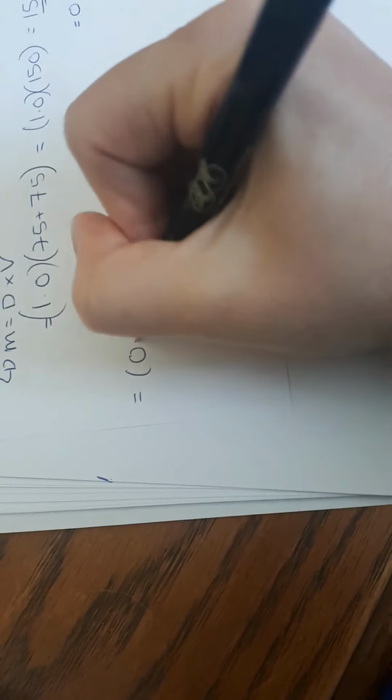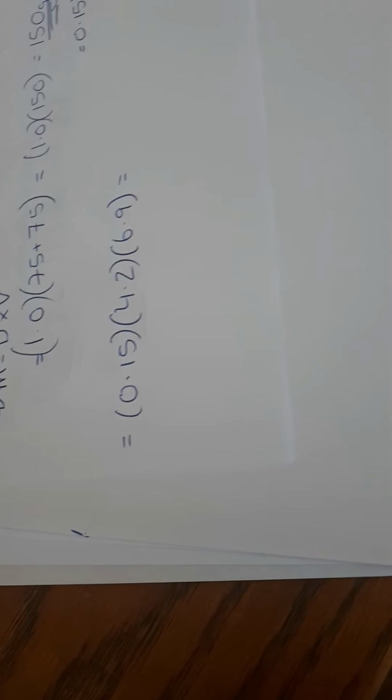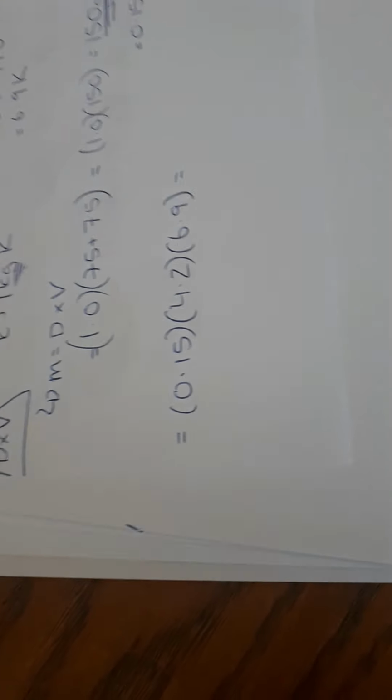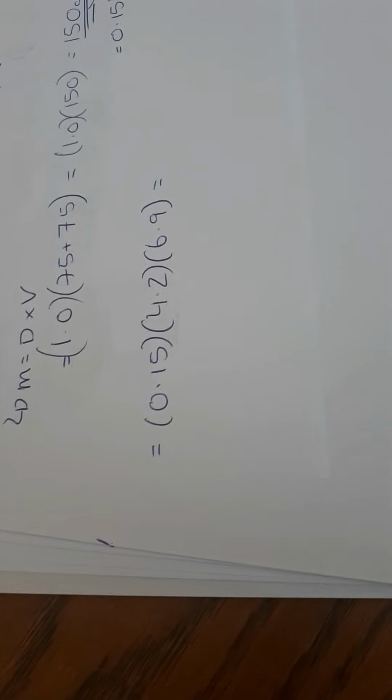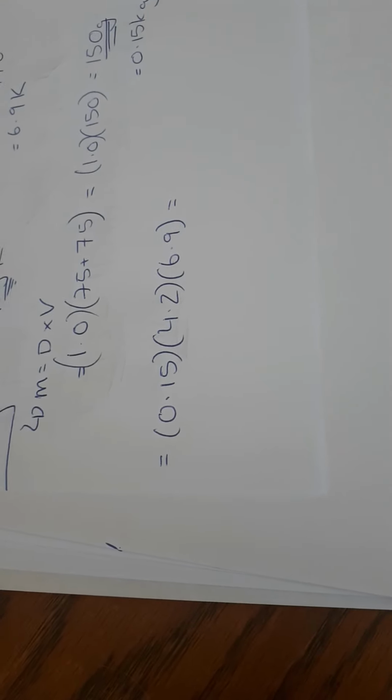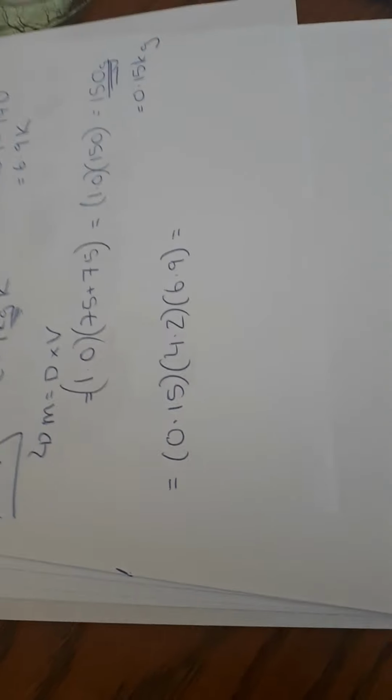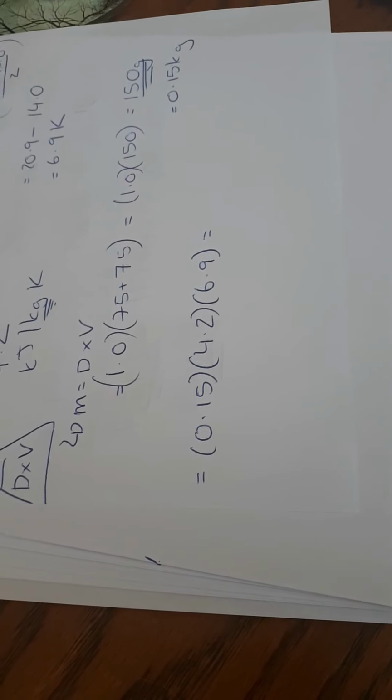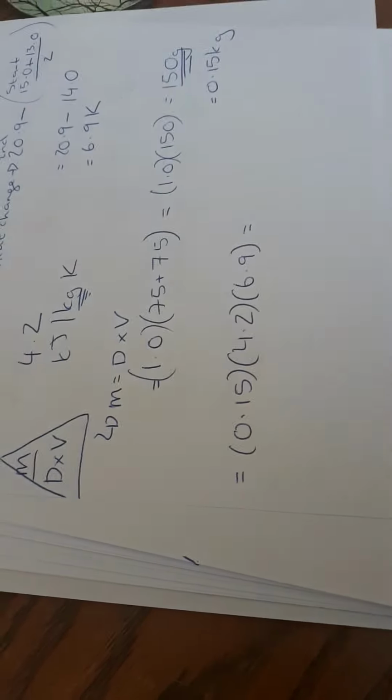So what I do now is I fill in. So I have 0.15 for M multiplied by C, which is 4.2, and delta theta, which is 6.9. And using the calculator for that, my computer appears to have frozen for my calculator. So, 4.347. Okay, so that's what we get when we look at that.